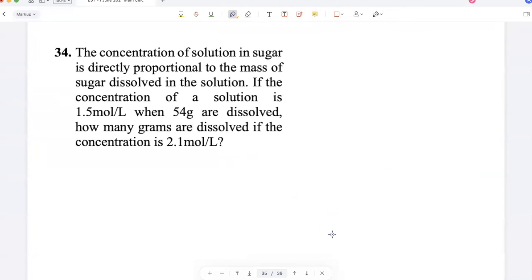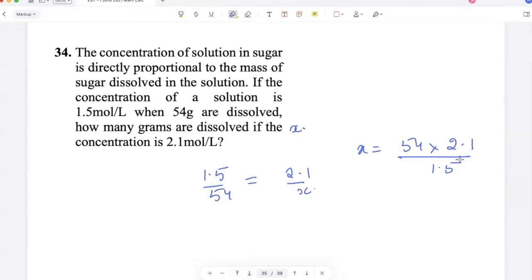The concentration of solution in sugar is directly proportional to the mass of sugar dissolved in the solution. If the concentration of a solution is 1.5 moles per liter when 54 grams are dissolved, how many grams are dissolved if the concentration is 2.1? So let the number of grams be x. So 1.5 divided by 54 should be 2.1 divided by x because they are directly proportional. So x is 54 times 2.1 divided by 1.5. So let's just plug that into the calculator. 54 multiplied by 2.1 and that divided by 1.5. So 75.6. Right, so that's my answer.